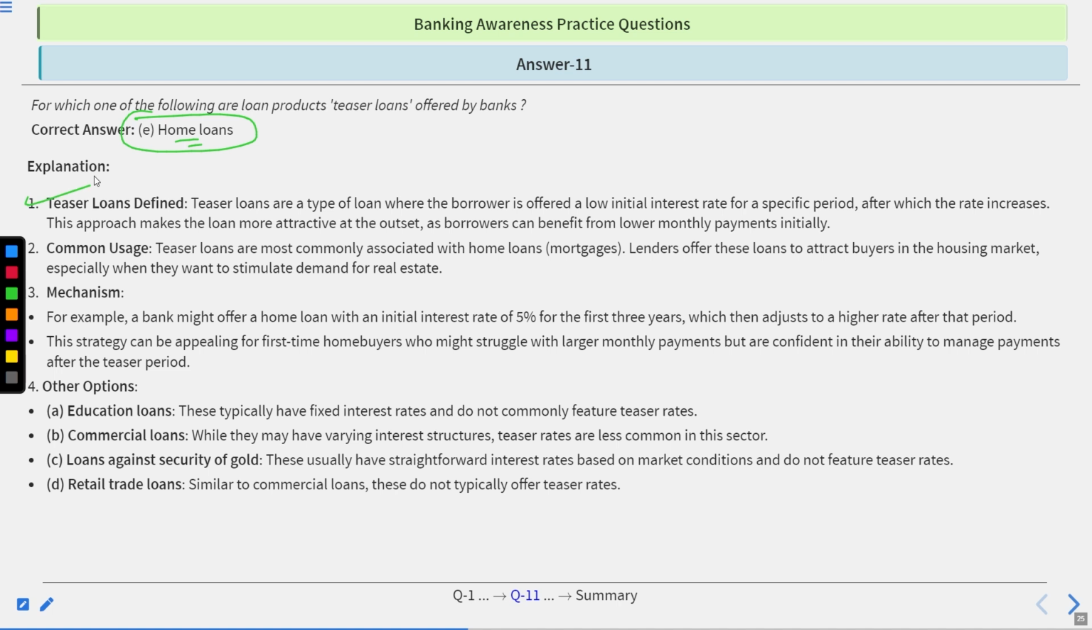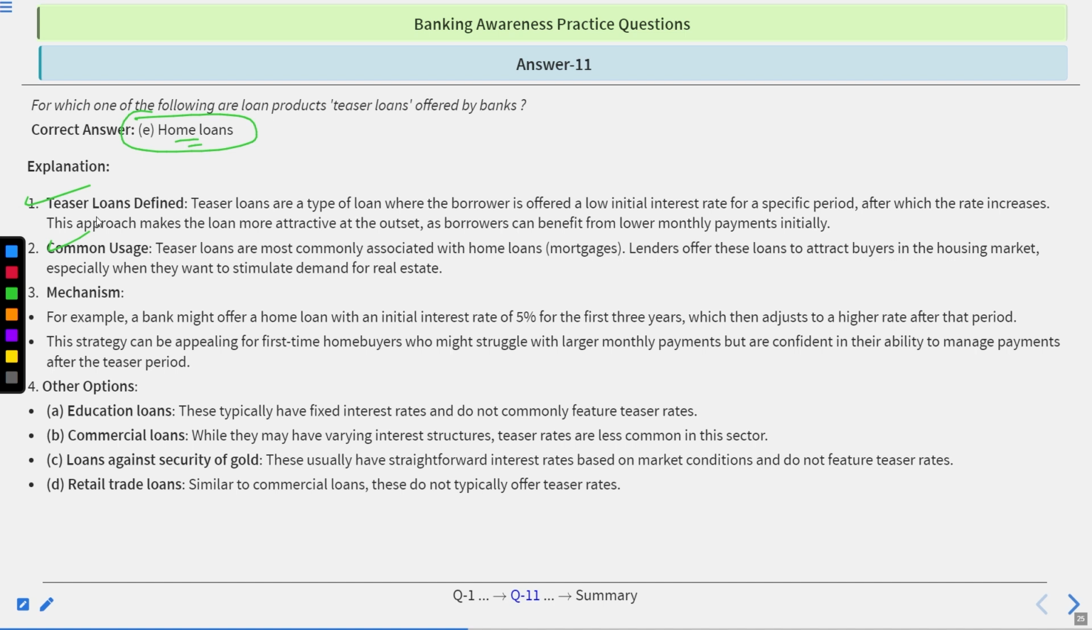Explanation. Teaser loan definition: teaser loans are a type of loan where the borrower is offered a low initial interest rate for a specific period, after which the rate increases. This approach makes the loan more attractive at the outset, as borrowers benefit from lower monthly payments initially. Common usage: teaser loans are most commonly associated with home loans and mortgages.